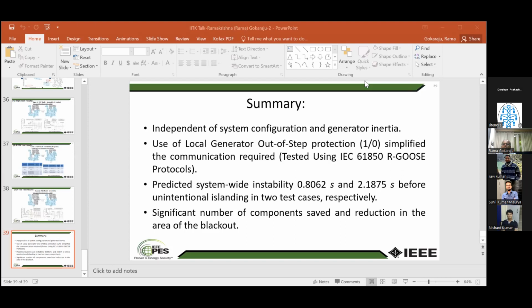Okay, we have another question from Mr. Ravi. Sir, is finding coherent groups before a disturbance occurs possible, as you did in the 9-bus system, because coherency mainly depends on initial conditions? No, it is not before the disturbance.